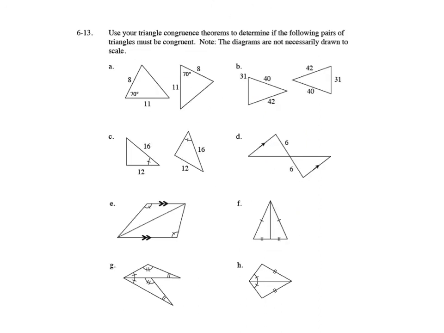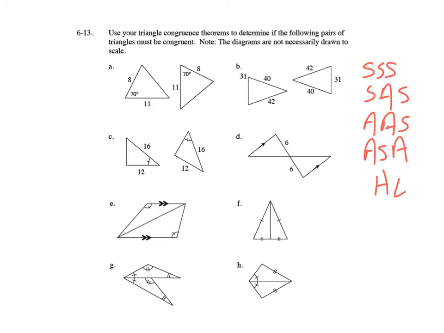So the last thing that we're going to do today is look at this one. It says use your triangle congruence theorems to determine if the following pairs of triangles must be congruent. As I go through and look at these problems, what I'm going to first do is again list off the ones that we have. We have side, side, side. We have side, angle, side. We have angle, angle, side. We have angle, side, angle. And lastly, we have hypotenuse leg.